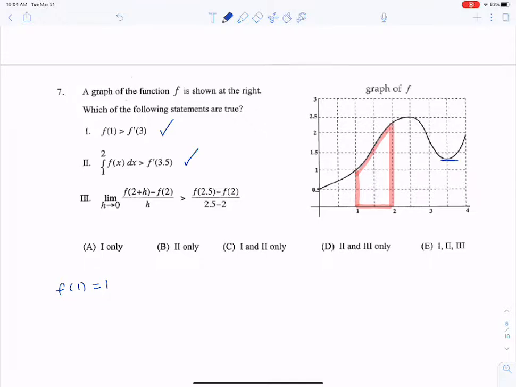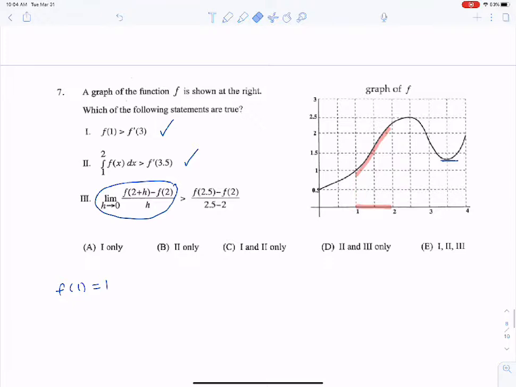Finally, let's look at this. You have to recognize this is a flashcard. It's saying take the derivative at 2. That derivative at 2, I think you would agree, is the slope of that tangent line. Now it's saying go look at the slope of the secant line from 2 to 2.5. I'm going to do this in red.